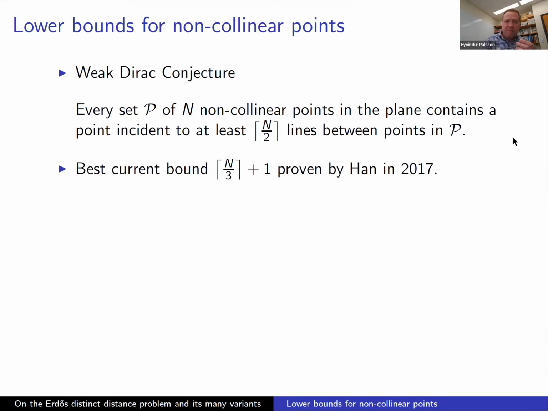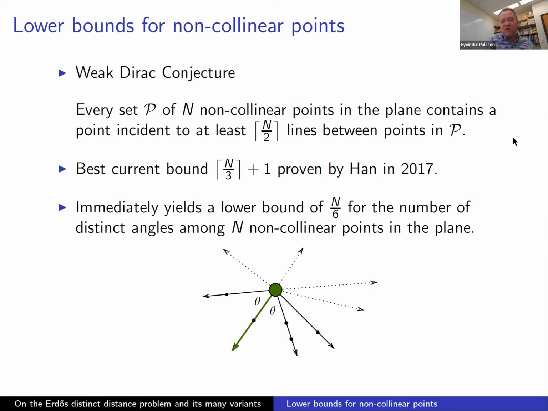And although this is still open, there are some really good bounds. In fact, they are sort of asymptotic in n. And so there exists a bound of ceiling of n over 3 plus 1 from Hanson. And predating this, there are some other linear bounds going back to 2014 at the very least. And as soon as you have this input, you can immediately get a lower bound of n over 6 for the number of distinct angles among n non-collinear points in the plane.